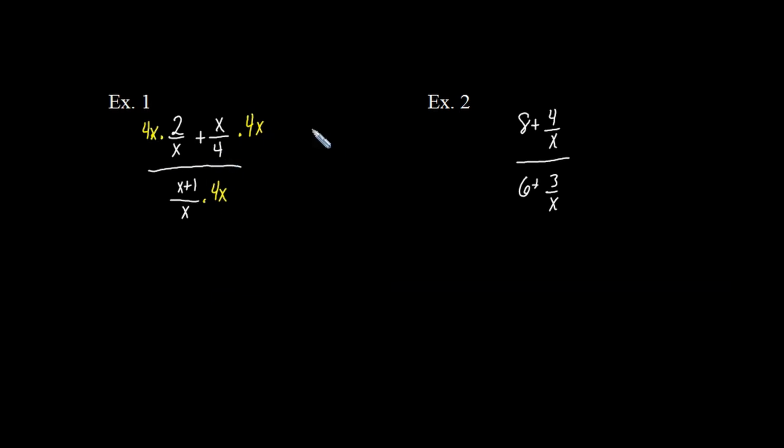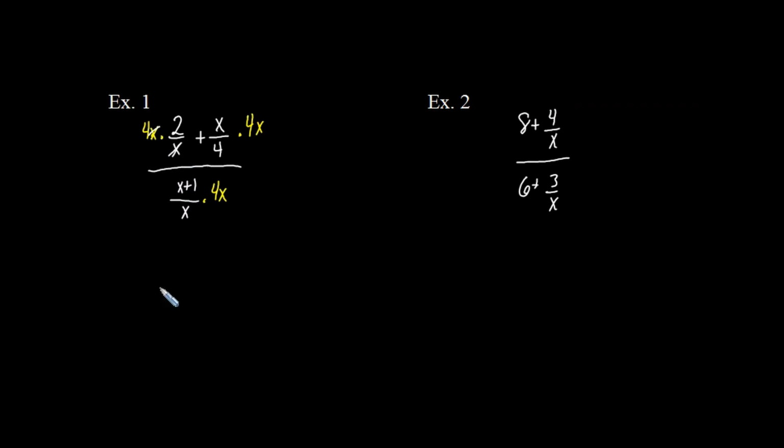This is effectively multiplying by 1. You think about multiplying by 4x over 4x. We can multiply any expression by 1. That's the reason we can do this. So once we have this set up, we will just cancel each term and do our multiplication.